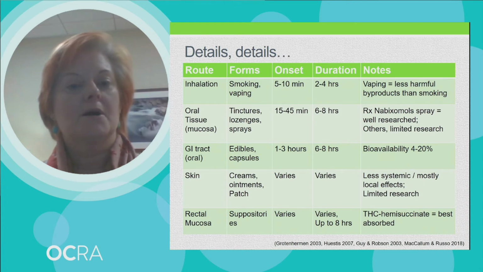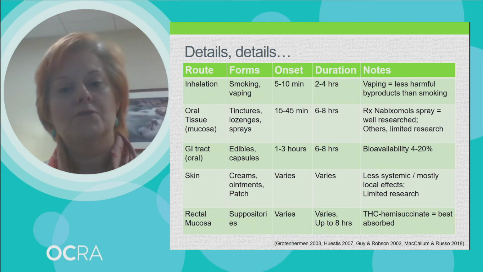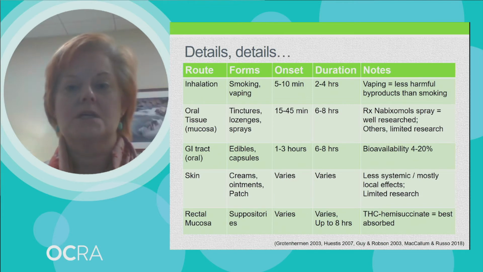I want to talk next about oral tissue absorption. So this would be things like tinctures, lozenges, or sprays, where these things go into the mouth and the absorption is in the tissues of the mouth. Onset is a little bit longer, 15 to 45 minutes, and duration is quite a bit longer, 6 to 8 hours.